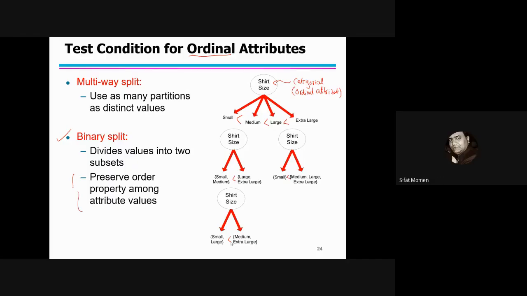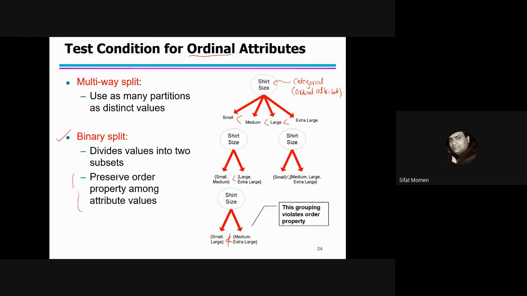No, sir. Small is smaller than medium, fine, but large cannot be smaller than medium. So when you're grouping small and large into one category, the order property is not preserved. If you are doing a binary split for an ordinal attribute, you should take extra caution to make sure that it preserves the order property among the attribute values. Is that okay, Nakina? Yes, sir. That's an important thing you need to consider.